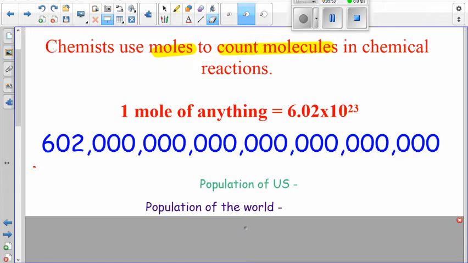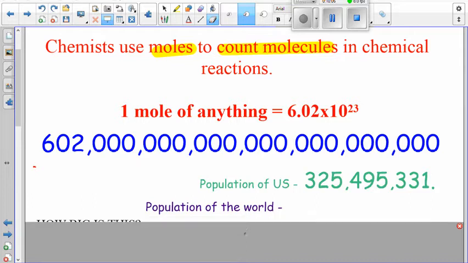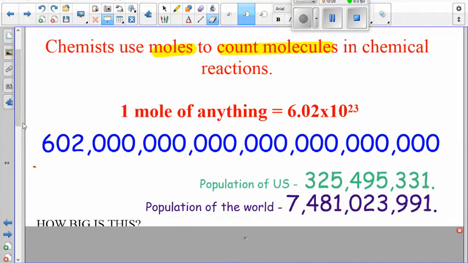Population of the U.S. So this is a large number, yes? Here's the population of the U.S. as of 2 years ago when I first made this slide. It's about a little over 300 million. Do you see how that number is a lot smaller than this number? Here's the population of the world. It was about 7.5 billion. You see how that number is smaller than that number? Okay. A mole is kind of a big number.